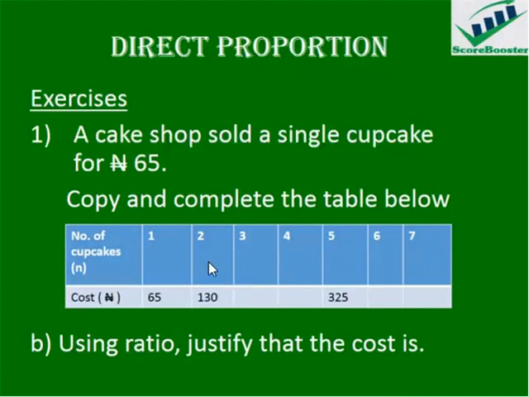So here we are told that in a cake shop they sell a single cake for 65 naira. So you have to complete this table. How much will they sell 2 cakes? That's been given to you already. So you have to find the amount they will sell 3 cupcakes, 4 cupcakes, 6 cupcakes, and 7 cupcakes, and use it to complete the table. You have to use the ratio of this to justify if the number of cupcakes and the cost of cupcakes are in direct proportion.